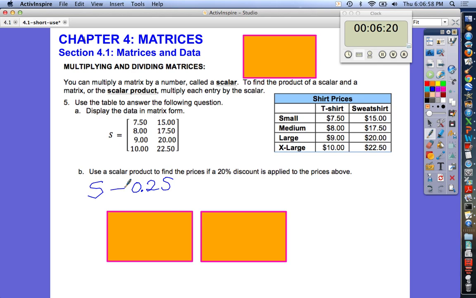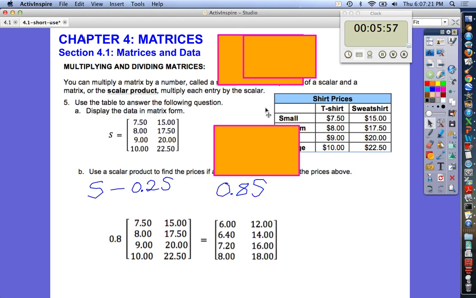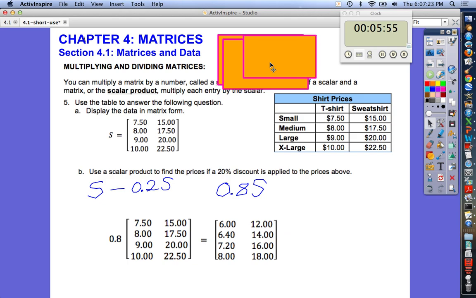So, you can also do this in one step just by finding 80% of your matrix. So we can apply that 0.8 scalar to the matrix and do it all in one step. So either way is fine. I always like less work. So, when we take 0.8 times our matrix S, that's what we end up with, and our resulting scalar product or matrix after being scaled is right here, and it shows the sale prices.